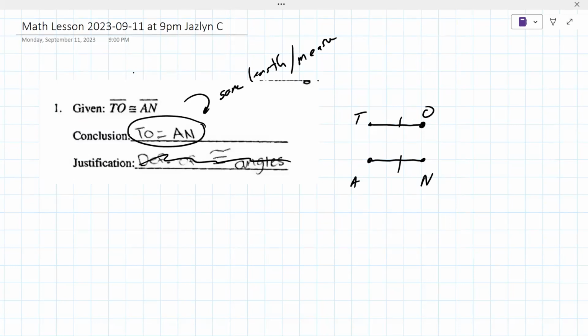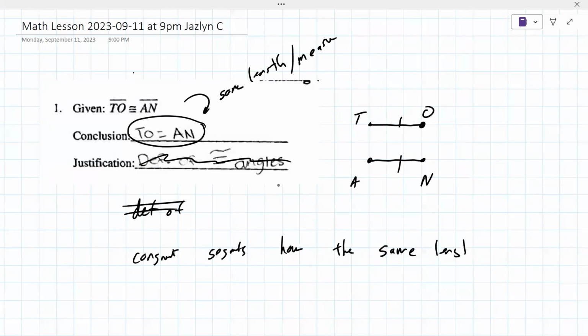All right. So would the conclusion be different? Well, no, the conclusion is correct. The justification is not correct. It's something like, congruent segments have the same length. It has nothing to do with angles.